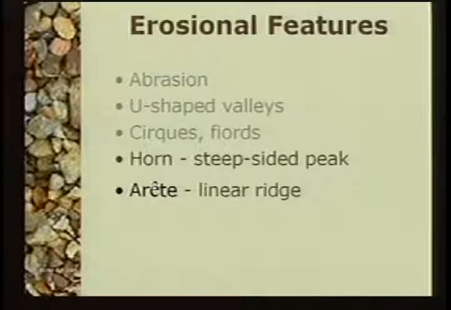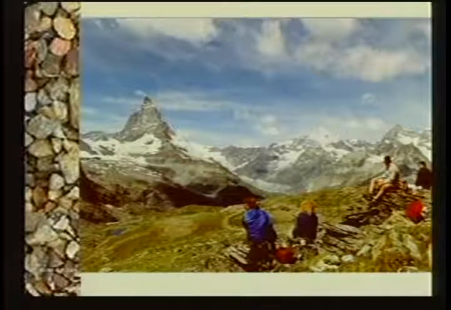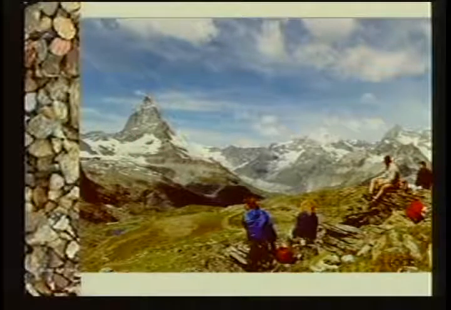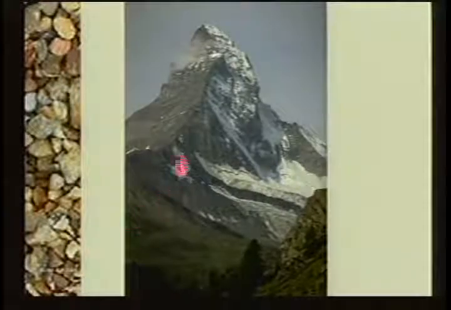Horns or other erosional features. Glacial features tend to be very jagged and steep. A horn is a steep-sided peak, whereas an arête is a steep linear ridge, kind of like a razorback ridge. This is a famous horn. This is the Matterhorn, a mountain peak.